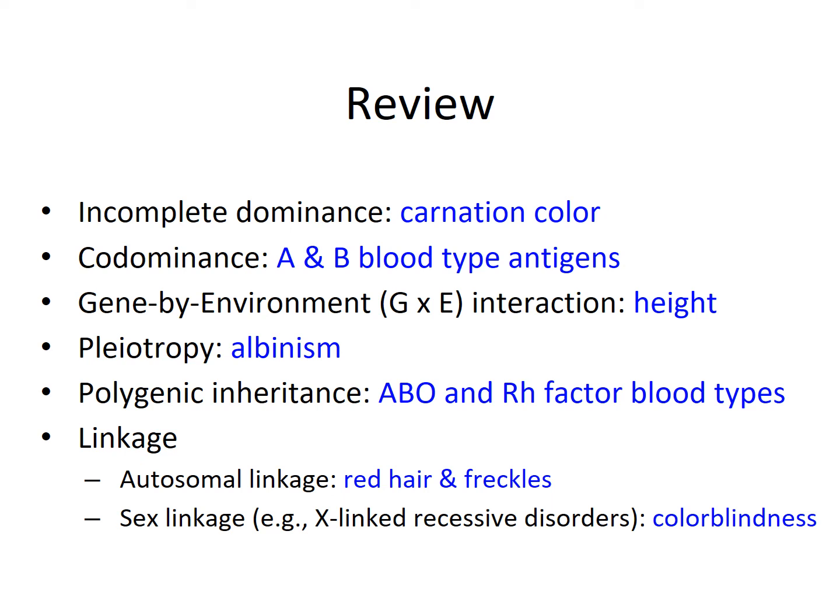You learned about pleiotropy. Our example was the TRY gene that causes albinism because it affects multiple phenotypes. You learned about polygenic inheritance with the ABO gene and also the Rh gene. These two genes are inherited independently from one another and both predict something about your blood type. You learned about two types of linkage, autosomal linkage, that was like red hair and freckles being inherited together. And you also learned about sex linkage, like those X-linked recessive disorders like color blindness.